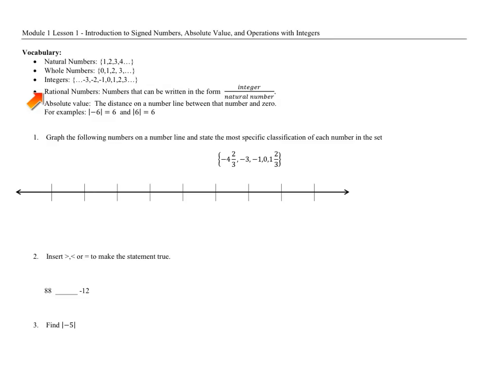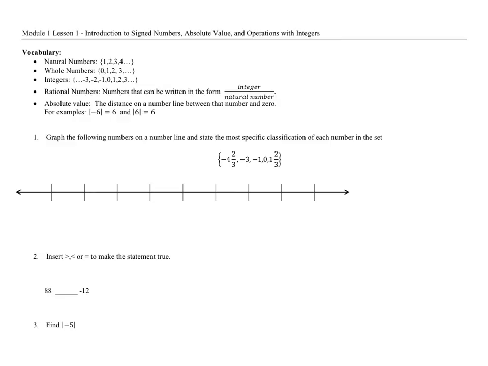And then lastly, we have the rational numbers. These are numbers that can be written in the form of an integer divided by a natural number. In other words, you can think of the rational numbers as the set of numbers that can be written in the form of a fraction.